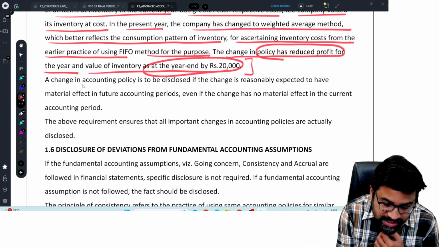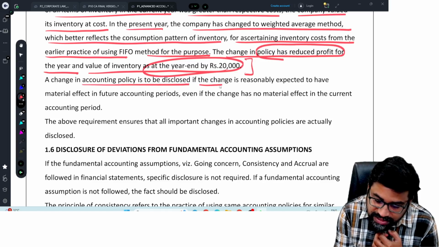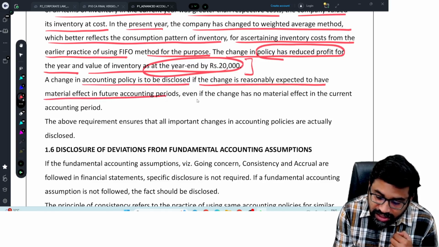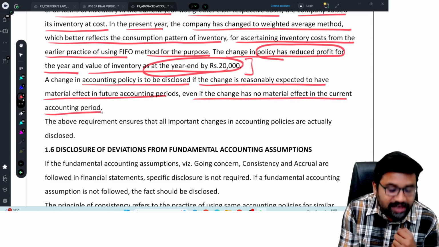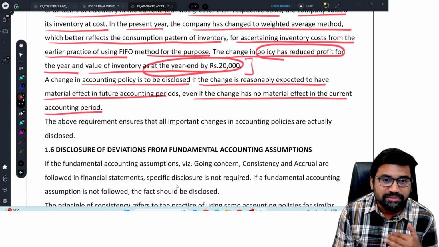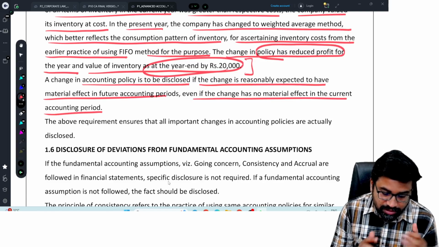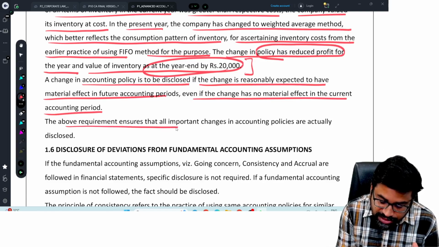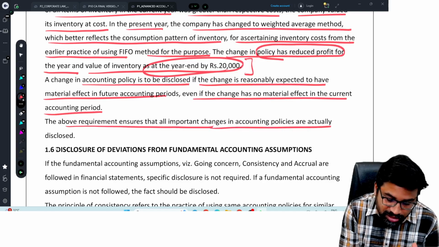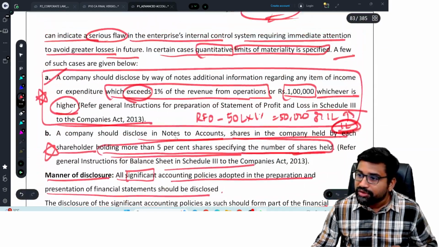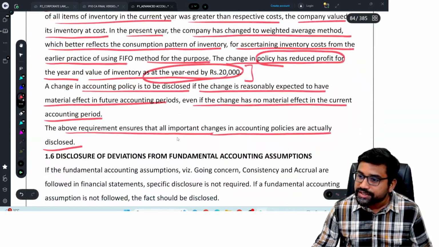A change in accounting policy is to be disclosed if the change is reasonably expected to have a material effect in future accounting periods, even if the change has no material effect in the current accounting period. Sometimes the change in policy may not have a material effect in the current period, but it may affect our future periods. So the above requirements ensure that all important changes in accounting policies are actually disclosed. So I think we have discussed the entire contents of the standard, sir.